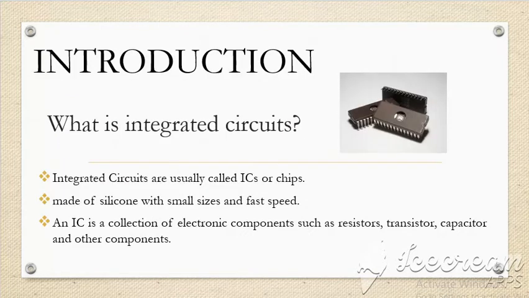What is an integrated circuit? Integrated circuits are usually called ICs or chips. It's made from silicon with small size and fast speed. An IC is a collection of electronic components such as resistors, transistors, capacitors, and other components.